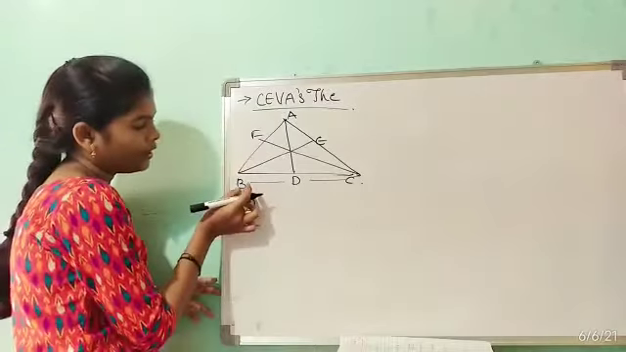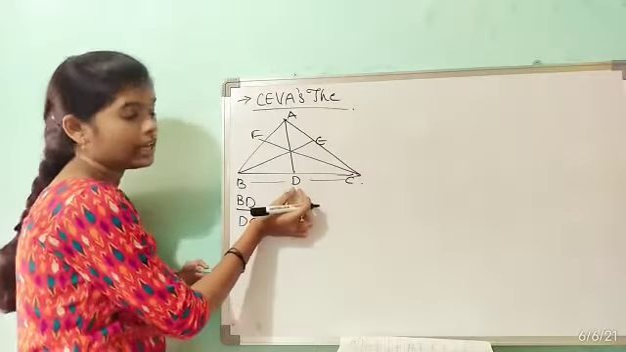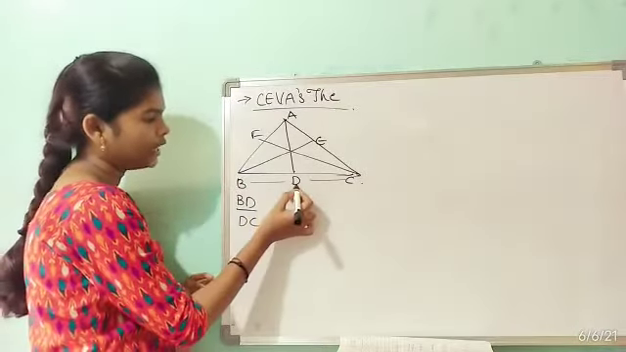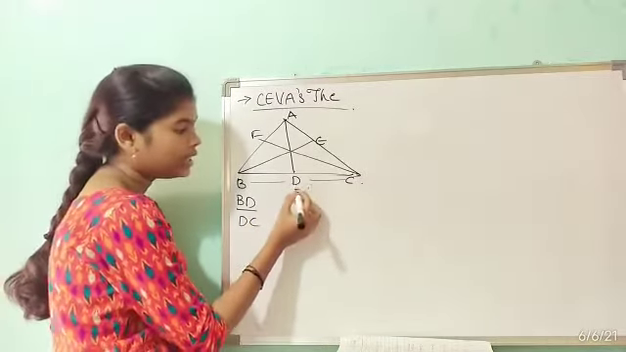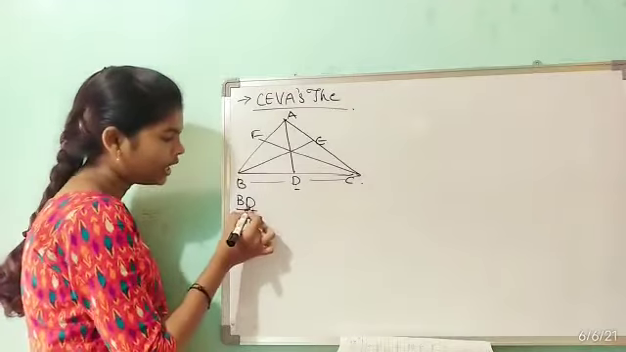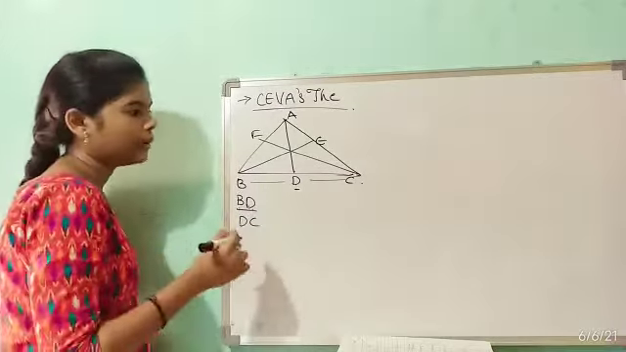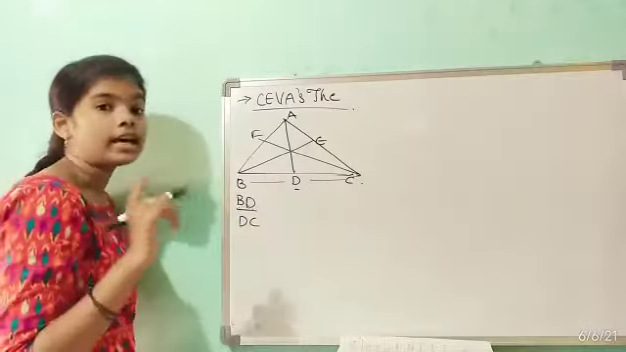So from where we have to start and where we have to stop, we have to decide. If we start from B to D, then you have to start again with the D only, because you have stopped with D here. So BD by DC, not CD. If we have to write CD, then the sign will change.